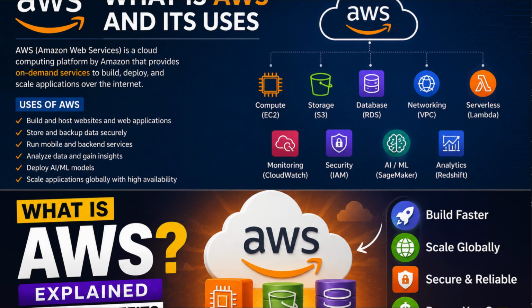Another example, Netflix uses AWS for video streaming. Amazon uses AWS for its online shopping platform. Many startups use AWS to host websites and mobile apps. So it's all about AWS.